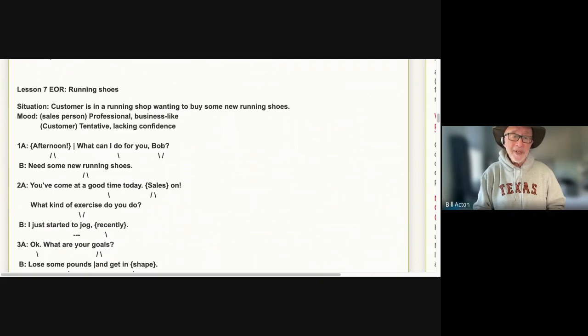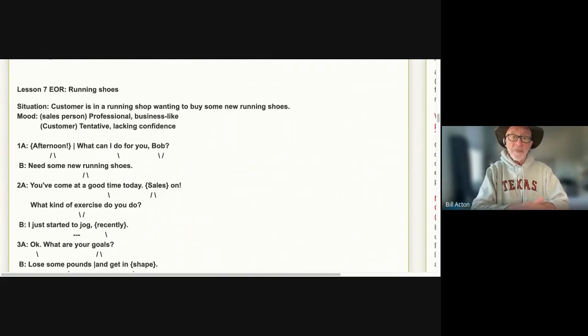Bob's a friend. Here's Bob. Bob's kind of excited. He needs some new running shoes. So rise, fall. Need some new running shoes. Now this is a long group. The next one is: you've come at a good time today.